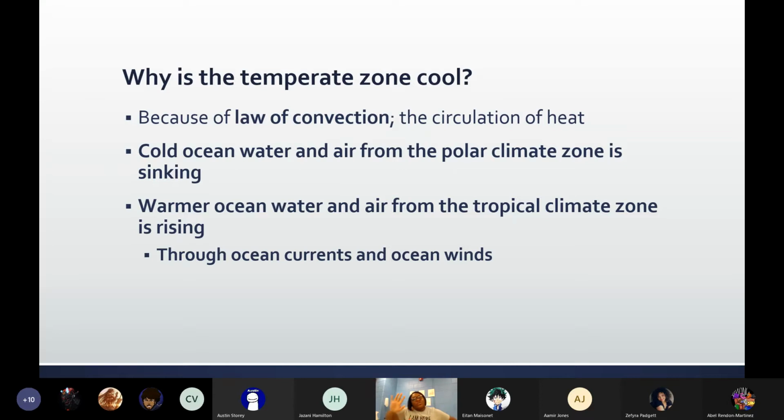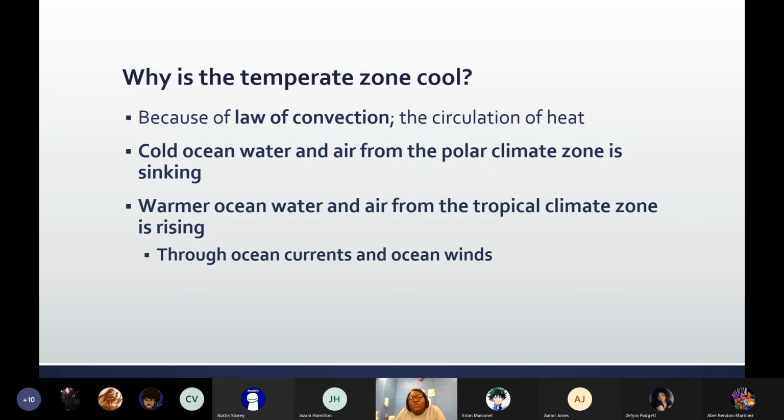We see that there is a circulation of those two temperatures: that hot water from the tropical region and that cold water from the polar regions will mix together, and it will cause a warm region to occur in our temperate zone. We also want to understand that not only does the law of convection move Earth's waters, it also moves Earth's winds as well. We're going to just touch on the winds today, but tomorrow's lesson will be a full lesson about Earth's winds.